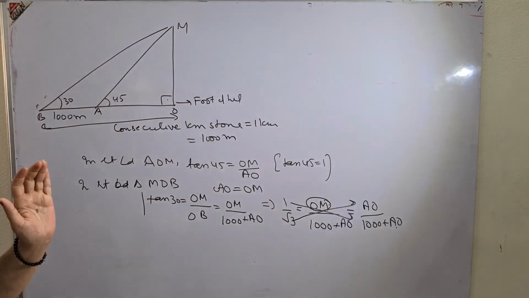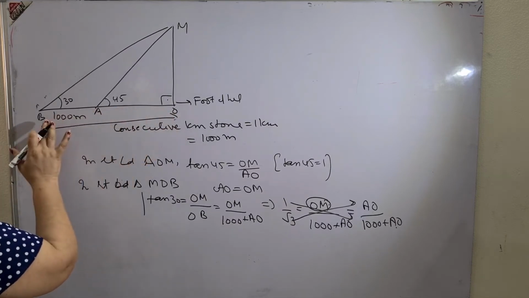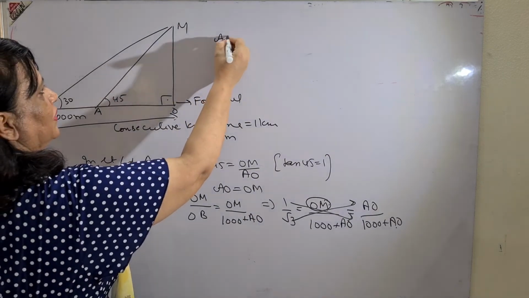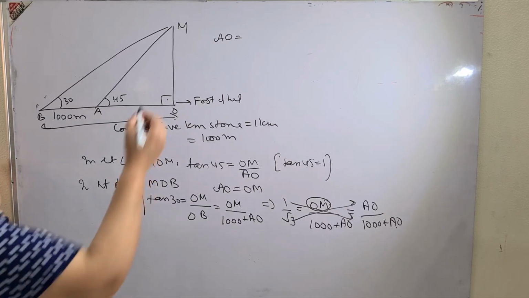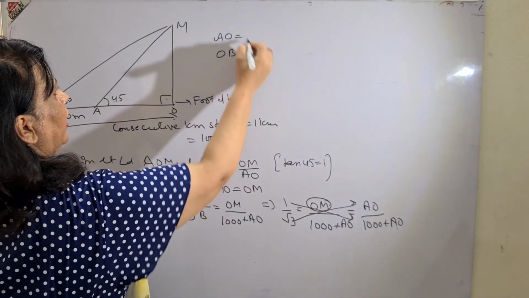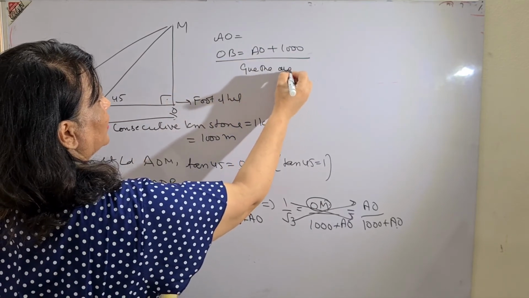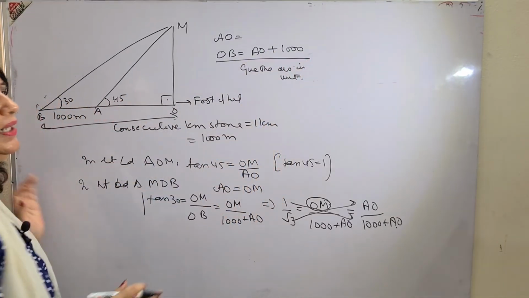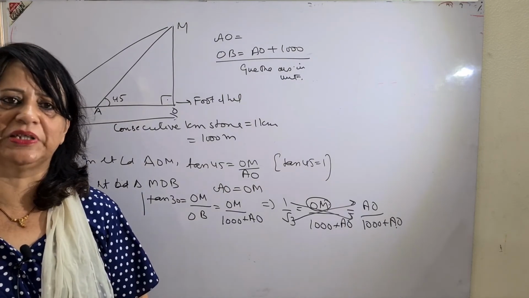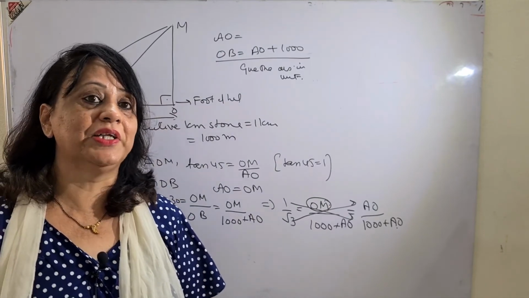They have asked you to find the distance of 2 stones from the foot of the hill. Once you get AO, for the second you add 1000 to get OB. If AO comes out to be, for example, 1.1366, whatever it comes to be, then OB will be AO plus 1000. Give the answer in the unit they have asked. If they have not asked any unit, leave it like this. But if they have asked in kilometers or meters, or specifically specified any unit, please give the answer in that unit. Be careful about the language because language matters.